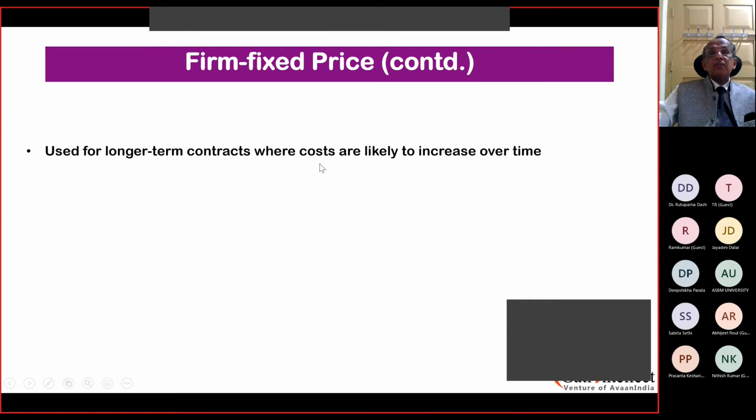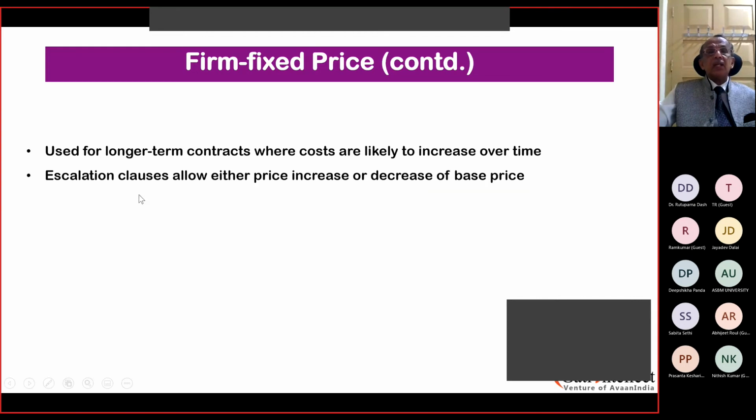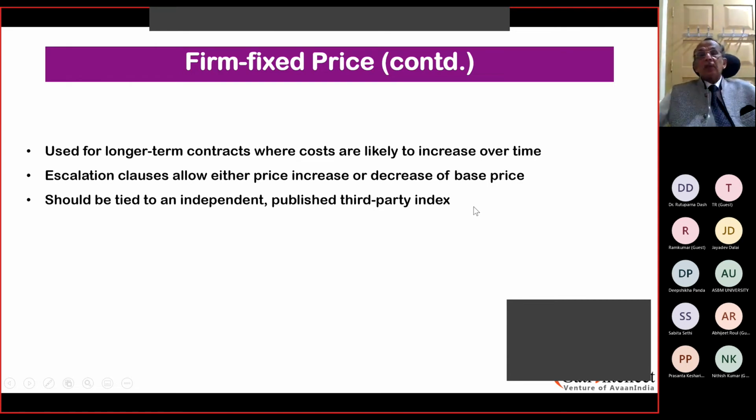It is used for long-term contracts when costs are likely to increase over time, because we don't know how the market conditions are. The price of cement can increase at any time, or reinforced steel, which are all used for construction. Escalation clauses allow either a price increase or decrease from the base price. You can incorporate escalation clauses in contracts. They should be tied to an independent published third-party index. You cannot increase it as and when you want.